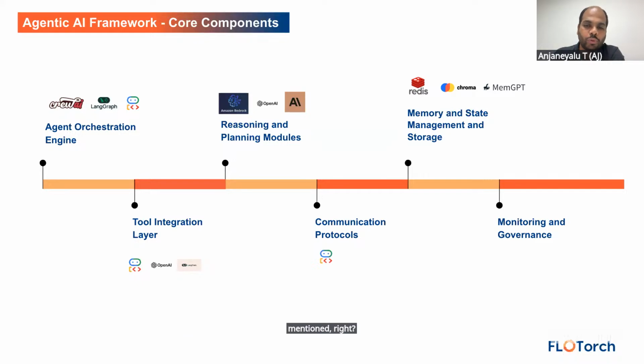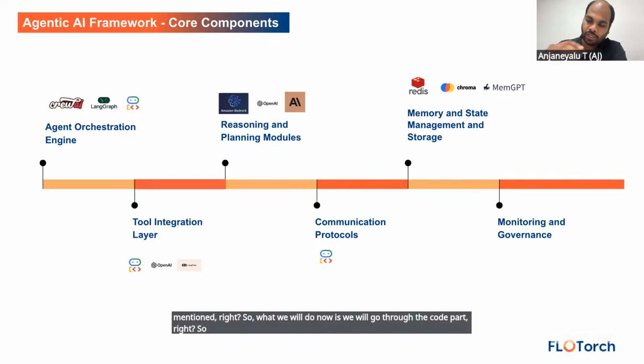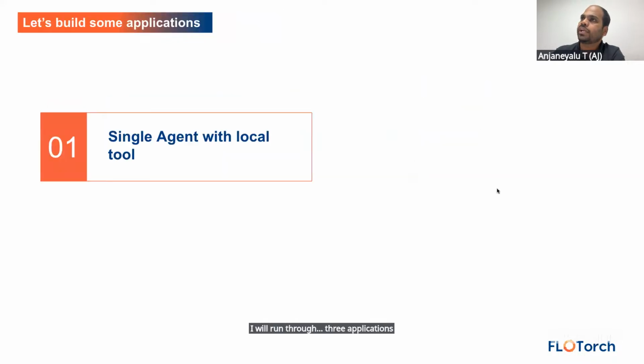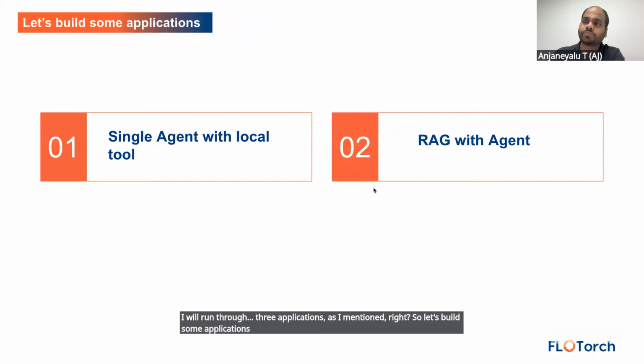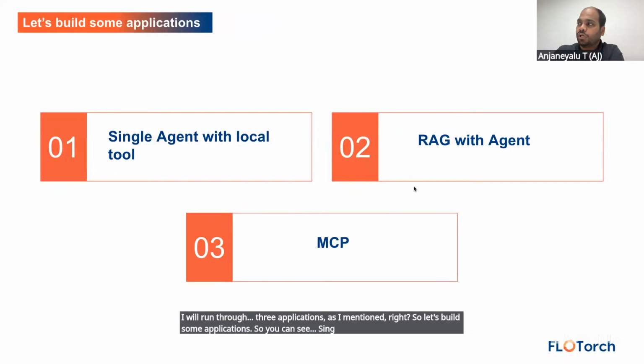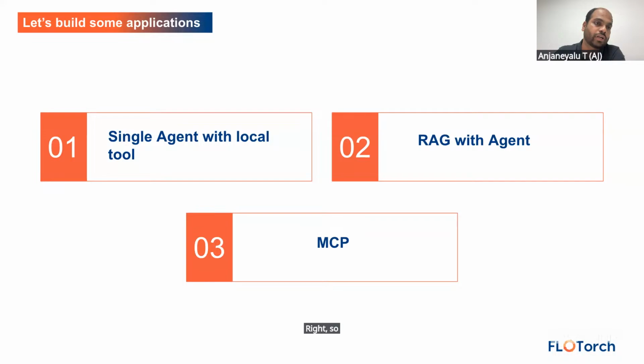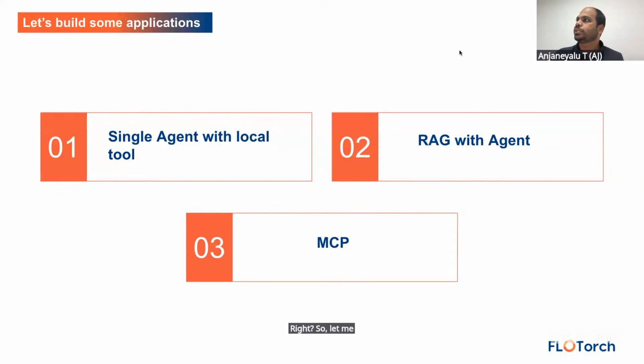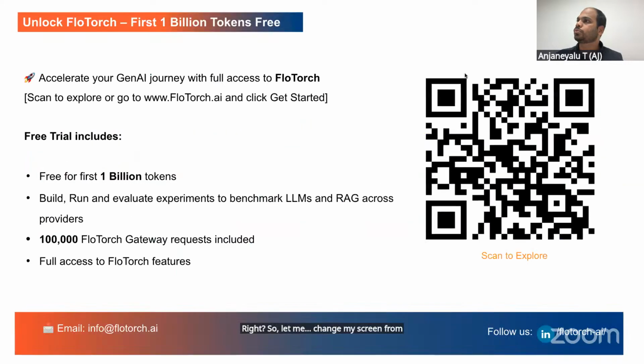So what we will do now is go through the code part. I will run through three applications, as I mentioned. Let's build some applications: a single agent with a local tool, then RAG with an agent, and then we'll also use MCP, your Model Context Protocol. So we will have these three demos going forward. Let me change my screen from this.